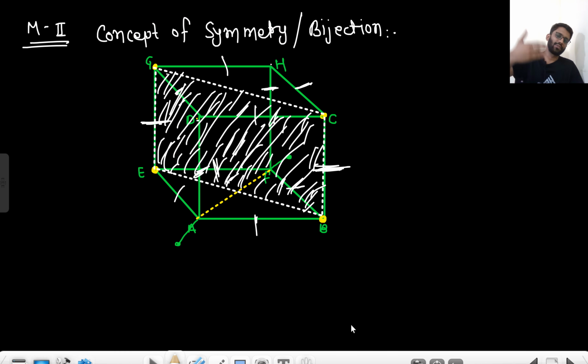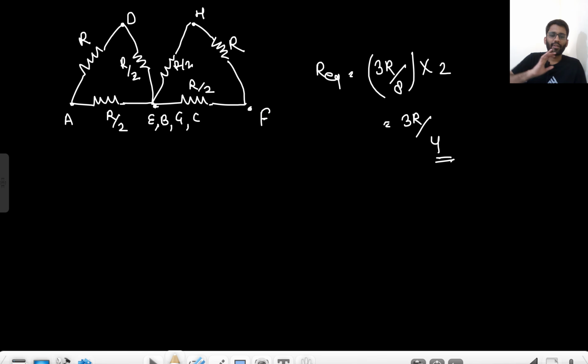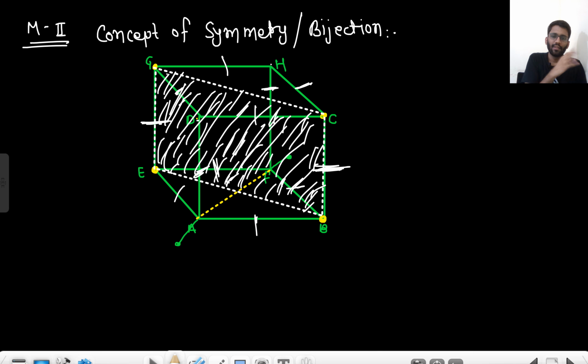And here also I solved it with the concept of symmetry as well, with the concept of bisection as well. In other problems, you can try solving that on your own. You will be able to get the answer. Okay. So yeah, this is the complete concept of finding equivalent resistance.